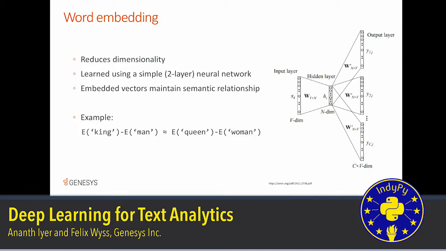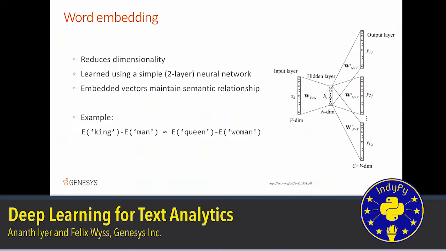So, if there's a typical sentence like, I love IndyPy, then love is the word in the middle of I love IndyPy. So you're predicting the neighbors of a given word. So if you train this over a really large corpus, you start seeing the dimensionality reduction in the central hidden layer. I would like to mention that the hidden layer has a much smaller number of nodes, and that's typically in the order of hundreds.